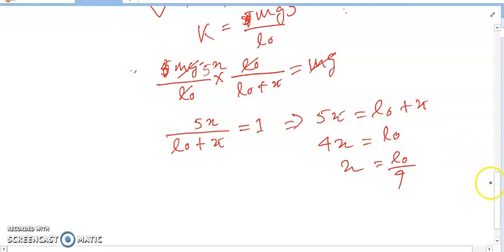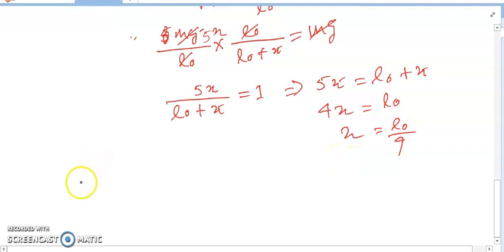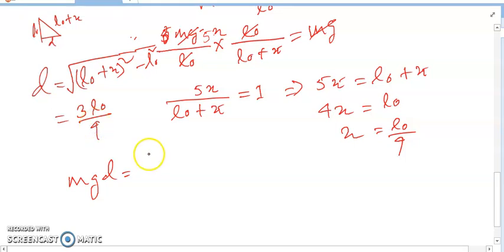Okay, in here 5 mg divided by L0 is correct. So x is equal to this. I have to find out d. By the Pythagoras theorem, d equals root of (L0 plus x) whole square minus L0 whole square, because this is the total L0 plus x and this is L0. Putting x equal to L0 by 4, I get d equal to 3L0 divided by 4.